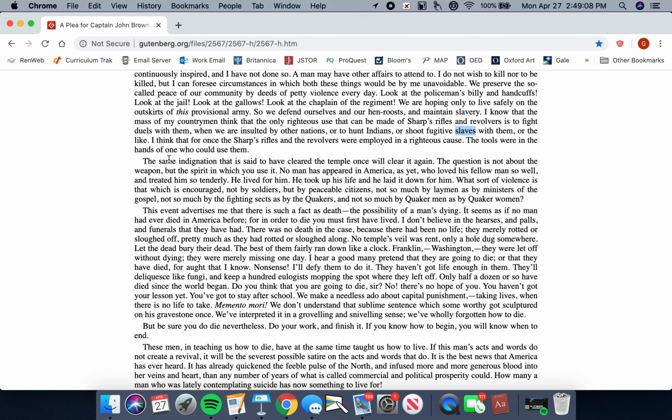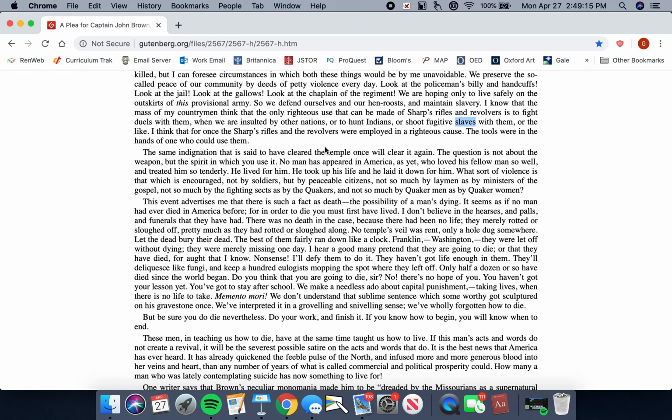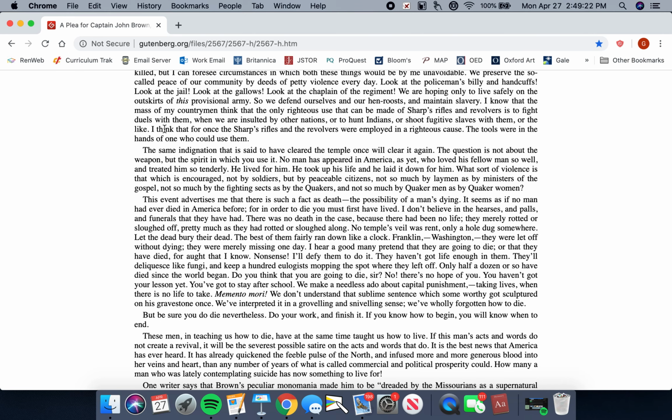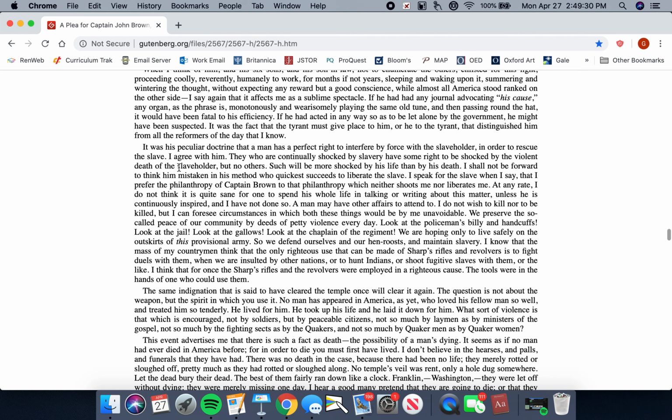And then he says, I think for once that when Brown used rifles and revolvers, the way that he used rifles and revolvers, they were finally employed in a righteous cause. The tools were in the hands of one who could use them righteously or rightly. Okay, so this argument right here is near and dear to the kind of thought that you need to be thinking through as you develop your own independent memorialization of John Brown, your judgment of John Brown and how he ought to be memorialized. And it comes down to the fact that his violent actions were indeed violent, they led to people dying. He hurt people, and people that followed him lost their lives.